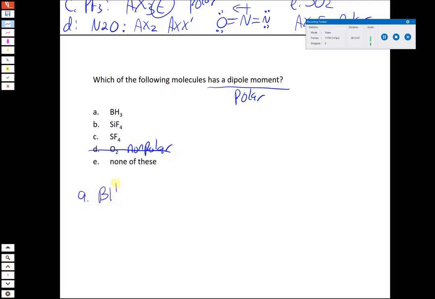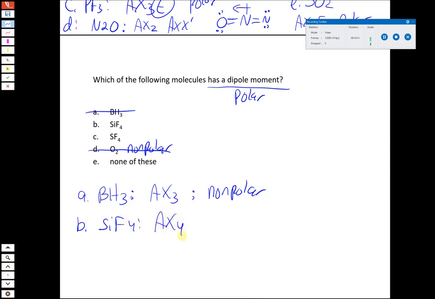So for BH3, if we draw the Lewis structure, this one's pretty simple. We just get AX3, no lone pairs on the center atom, only one type of atom bonded to it, so it's going to be nonpolar. Same argument as before. So this is nonpolar, so we can get rid of it. For SiF4, sorry, SiF4, not 5. For SiF4, this comes out to AX4.